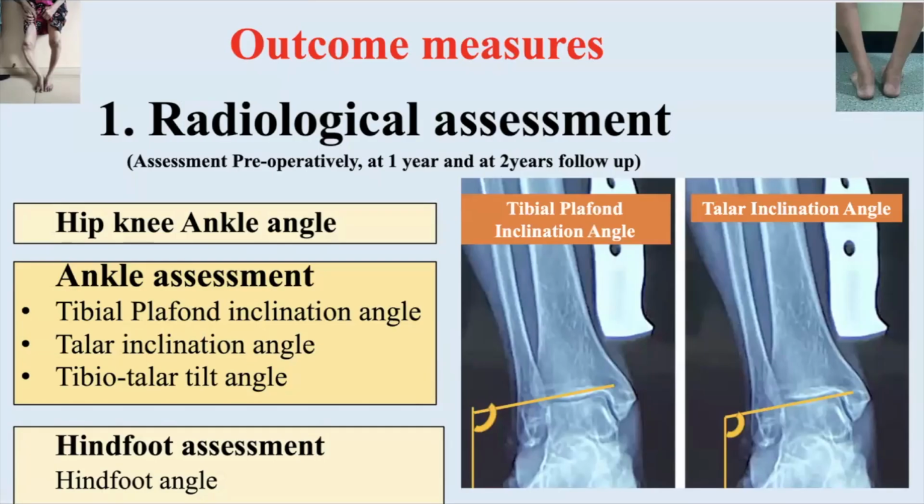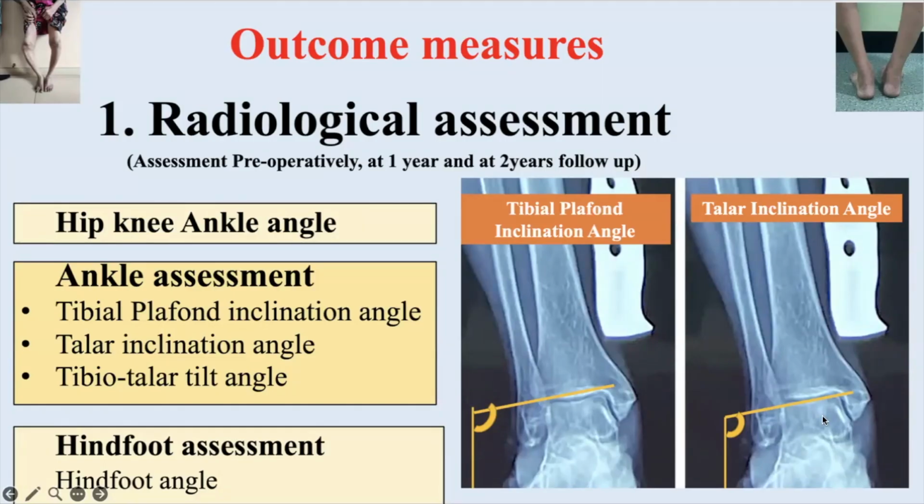The three angles we measured: number one is the tibial plafond inclination angle, which is formed by a tangential line drawn parallel to the tibial plafond and a vertical line to the floor.